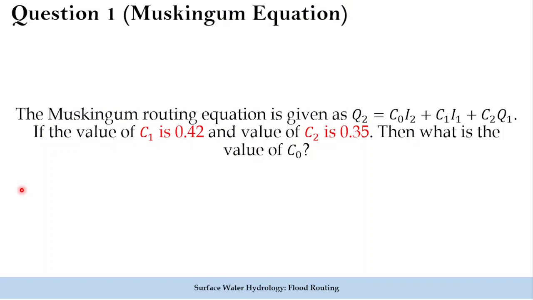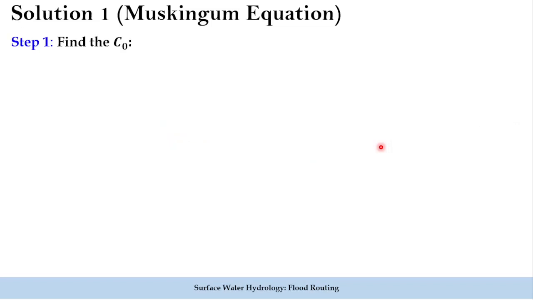Let me read the problem. The Muskingum routing equation is given as Q2 = C0 I2 + C1 I1 + C2 Q1. If the value of C1 is 0.42 and the value of C2 is 0.35, then what is the value of C0? So it's a very straightforward question where we need to find out the C0. So let's see how to estimate this.